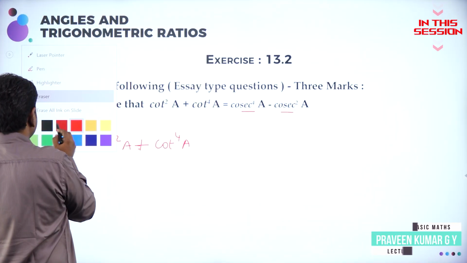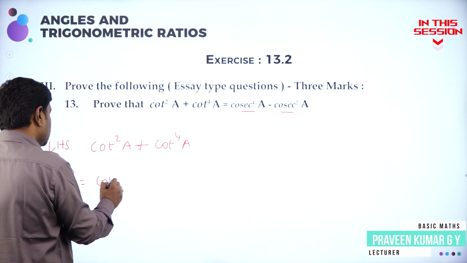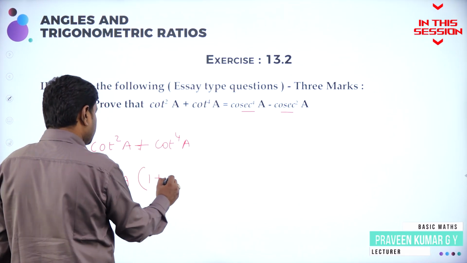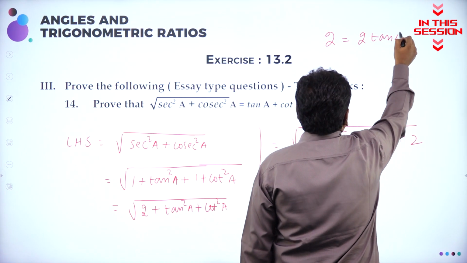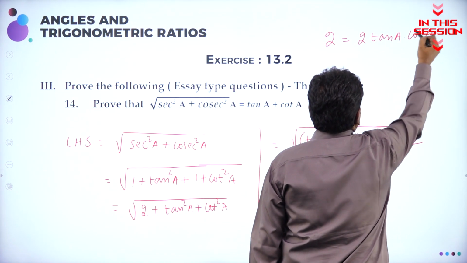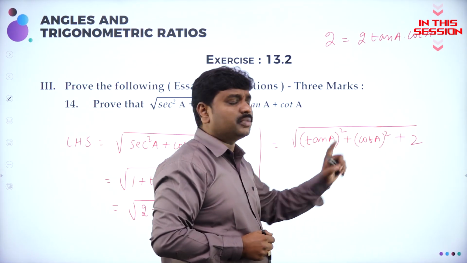So now dear students, first you take cot square a common. If you take cot square a common, it will become 1 plus cot square a. So 2 can I write it as 2 tan a into cot a? Why should I write it? Because 2ab is missing. A square is there, b square is there, ab is missing.